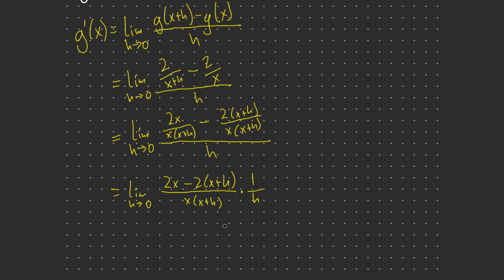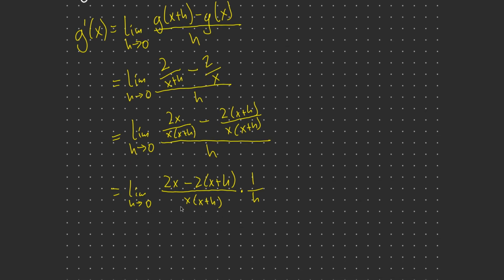Okay. Now what can I do with this answer here? Well, I can start distributing and manipulating the numerator here. So the limit as h goes to 0, just hanging out.